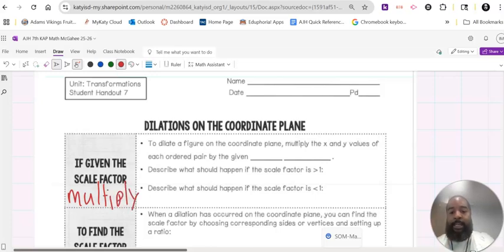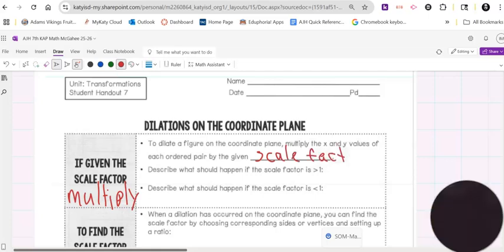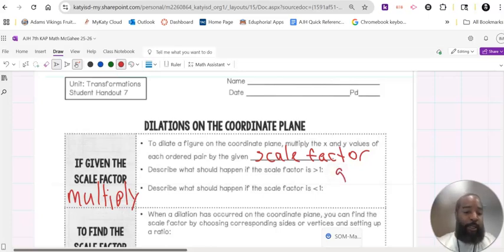To dilate a figure on a coordinate plane, we're going to multiply the x and y values of each ordered pair by the given scale factor. Now if the scale factor is more than 1, we know that the image should get larger. So if the scale factor is more than 1, this will result in a grow or an enlargement.